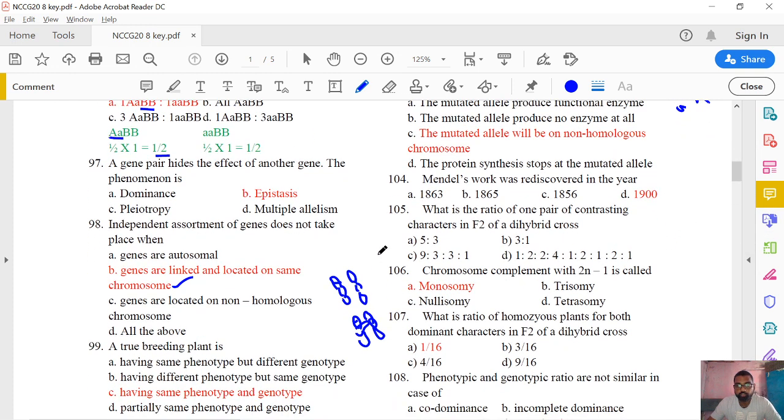What is the ratio of one pair of contrasting characters in F2 of a dihybrid cross? When you consider only one pair of contrasting characters, looking at round yellow and wrinkled green, in the F2 you are asked to find the ratio between only one pair of contrasting characters, means only round and wrinkled, or otherwise yellow and green only. Therefore, it will always be 3:1.